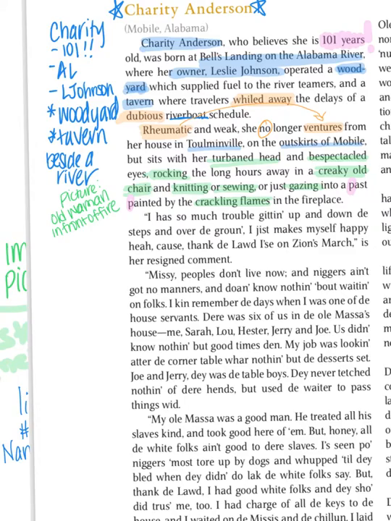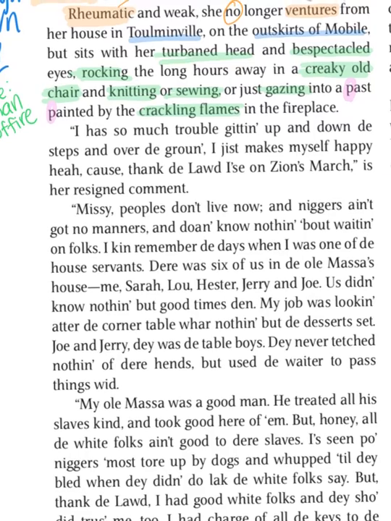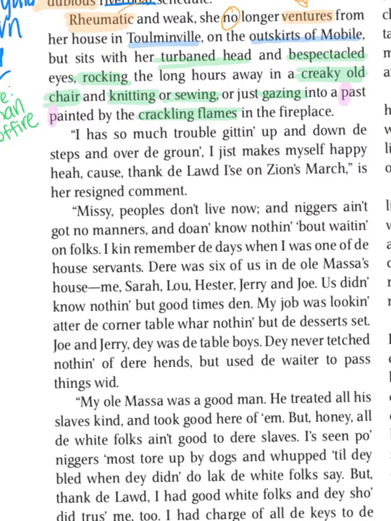I had so much trouble getting up and down the steps and over the ground. I just makes myself happy here, 'cause thank the Lord, I saw Zion's march, is her resigned comment.